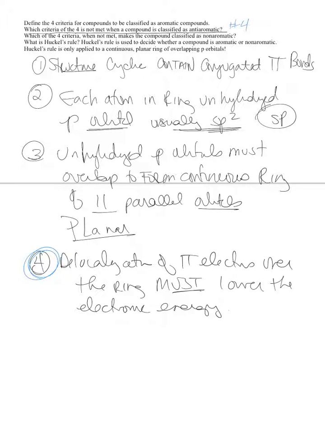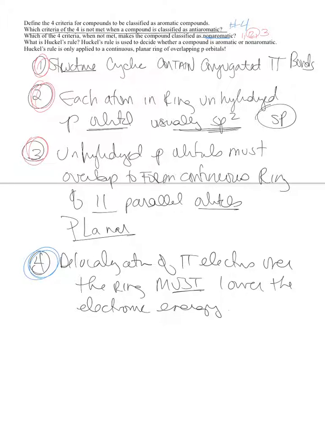Which of the 4 criteria, when not met, makes the compound classified as non-aromatic? 3 would be one of them, 2 would be one of them, and 1. So 1, 2, and 3. Usually it's going to be 2 that you're going to classify as non-aromatic.